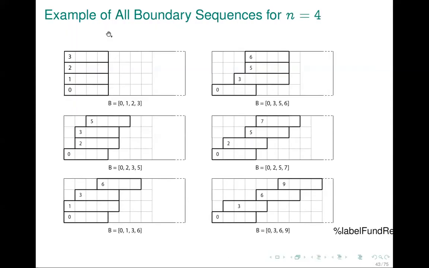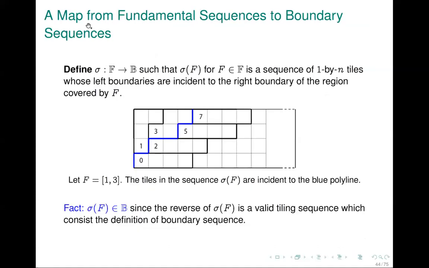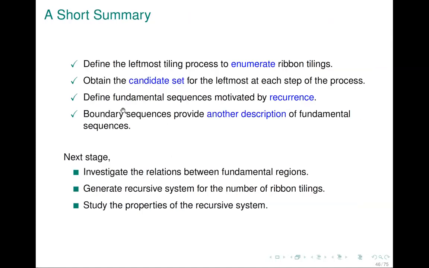Okay, so again, an example of all boundary sequences for n equals 4, at least all of them. It kind of has a bijection with the fundamental sequences, as you can see from these pictures. So to show that, I'll define a map sigma, very naturally, and show that this one is a bijection. But maybe let me skip the details of this.